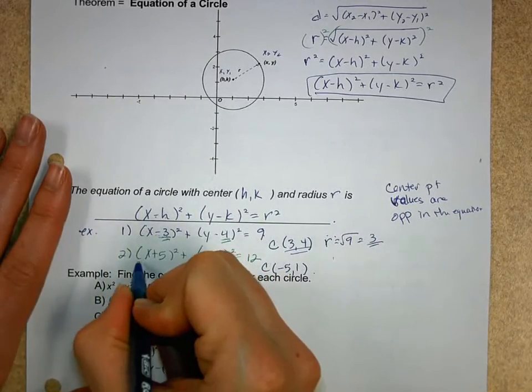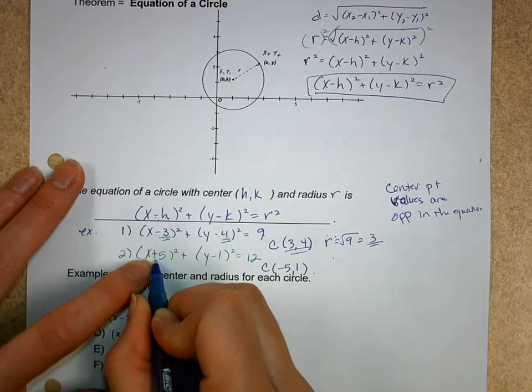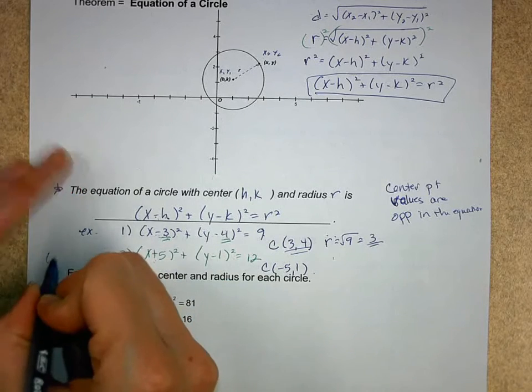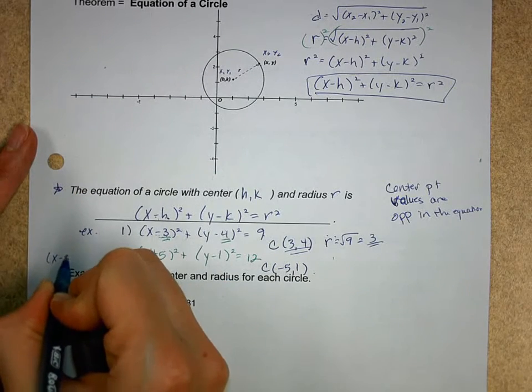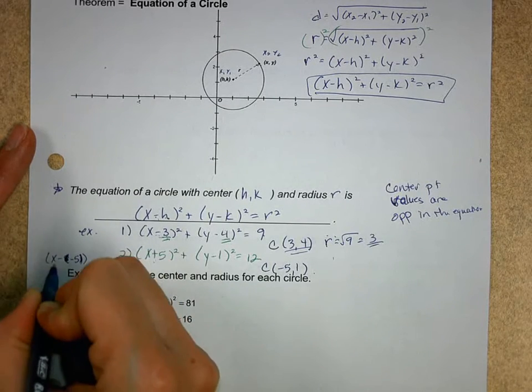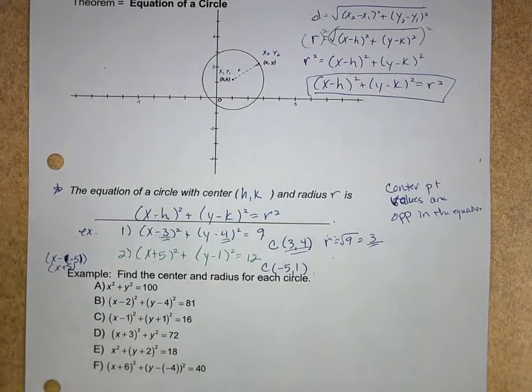Why? Because remember, originally I have x minus h. Well, how did that turn into positive? Well, that meant 5 had to be negative, because over here you've got x minus, minus a negative 5. That makes that, what? Positive 5. So subtracting a value makes it its opposite.